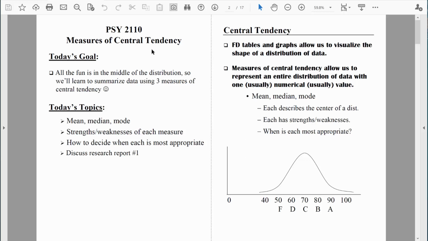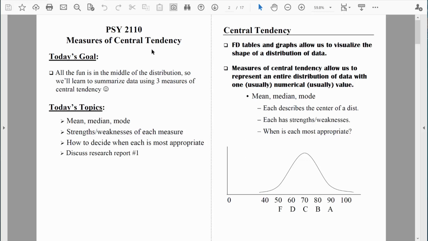We're still talking about basic descriptive statistics, but now we're going to start focusing on what we call central tendency. As we discuss central tendency, we'll learn how to compute and interpret three different measures: the mean, the median, and the mode. So they're really very straightforward. You're probably already familiar with at least two of those three.